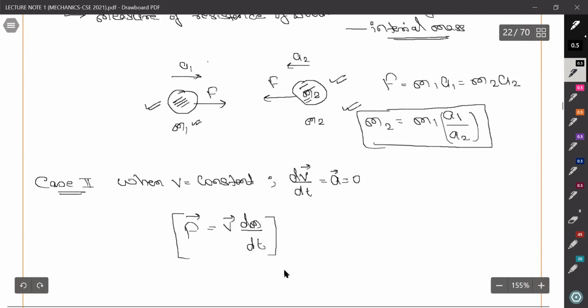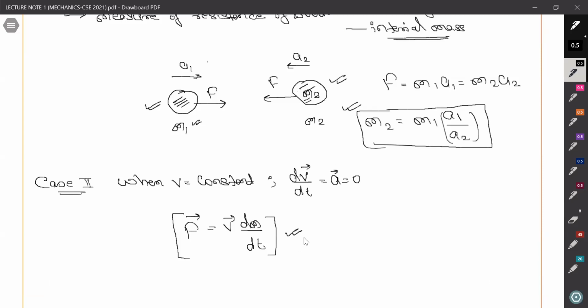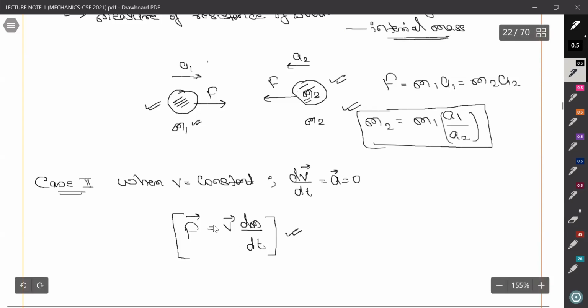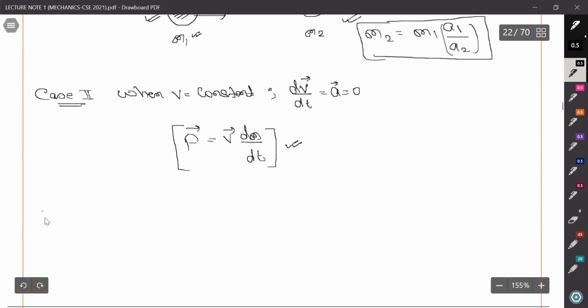We are not going into much detail here. We will cover this later. Okay, so this is all about the second law of motion. Again, for a constant mass system that we are assuming in this lecture, we can easily write F equals to what?